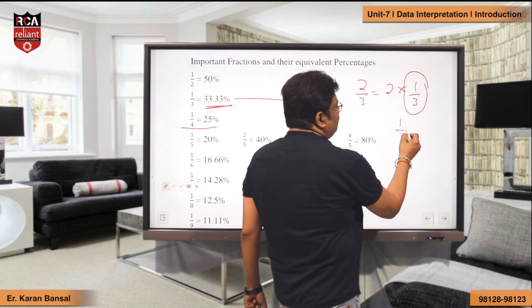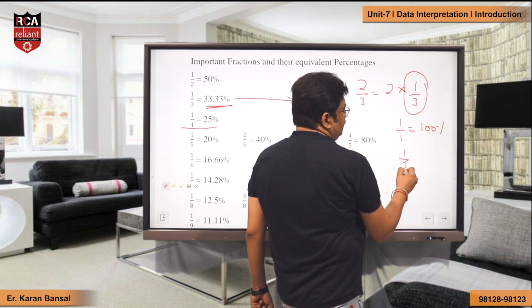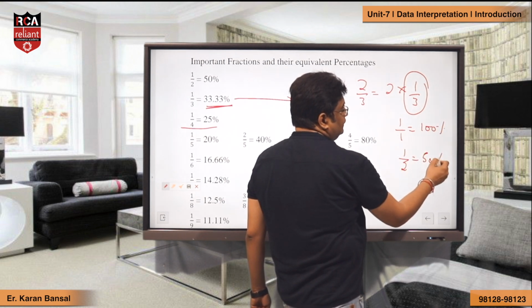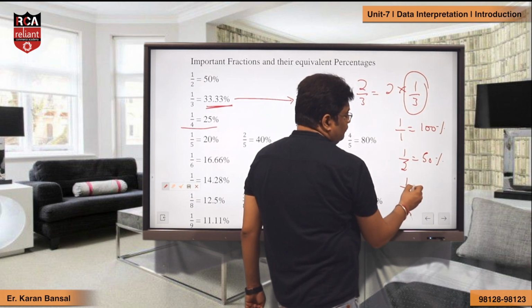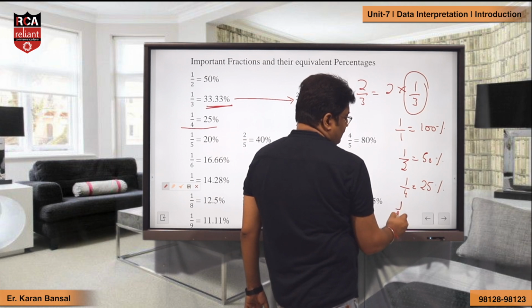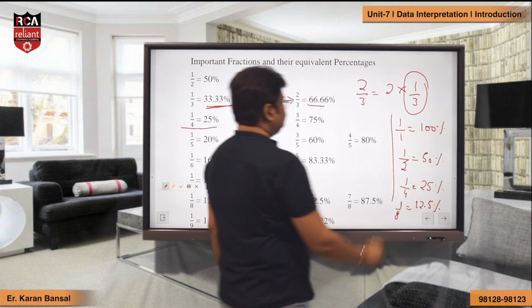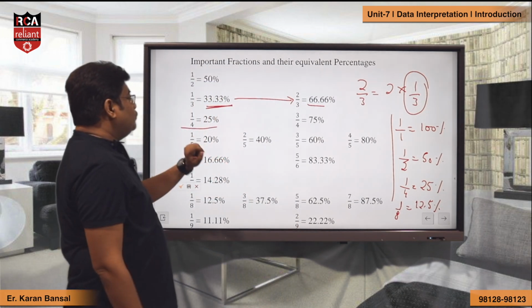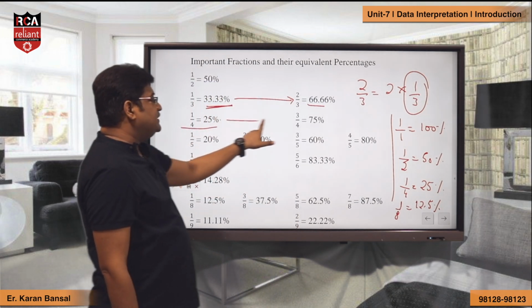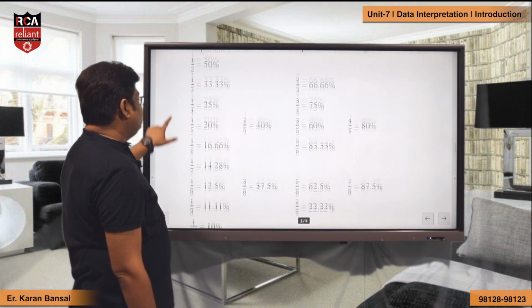Similarly, 1 by 4. Now, see, 1 by 1 is 100%. If I take half of this, it will become 50%. Further half of it, 1 by 4, will become 25%. If you take further half of it, 1 by 8 will become 12.5%. So you can remember these. Then you know that 1 by 4 is 25%, multiplied by 3, 3 by 4 becomes 75%. 1 by 5 is 20%.